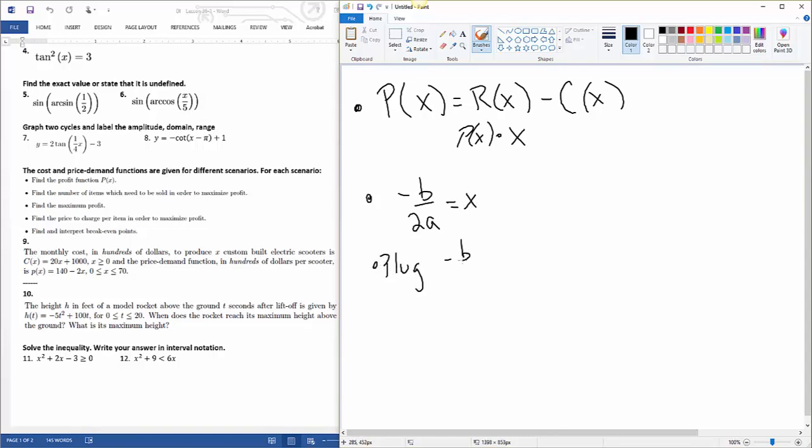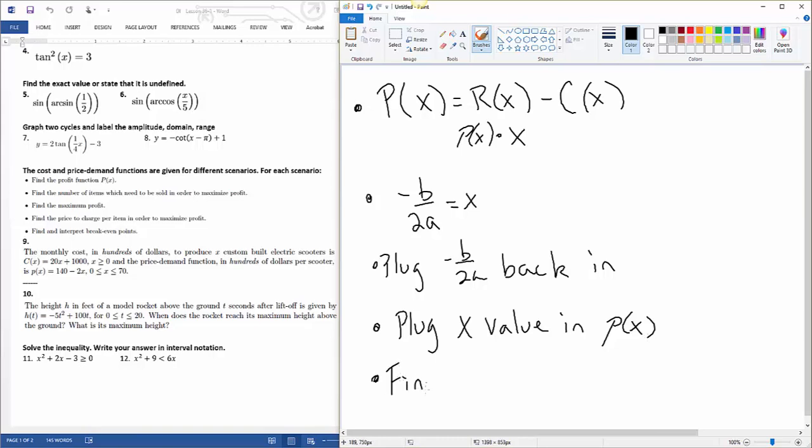Plug negative b over 2a back in. This says find the price to charge per item to maximize profit. So plug the x value into your price demand function, because your price demand function is the price you charge, so you have to plug x into that. Find and interpret the break-even points, so find the zeros of my profit function.